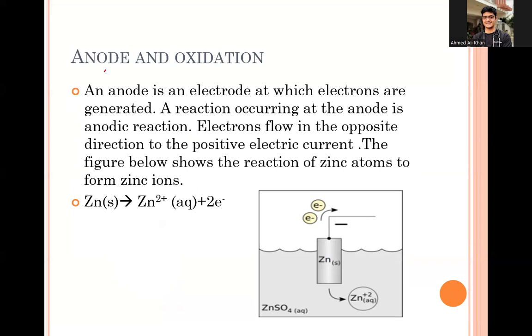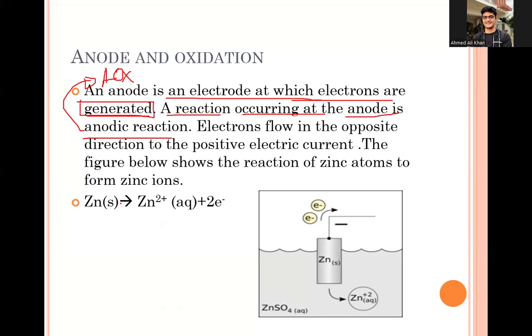So anode, remember anox. Sorry, anode is the positively charged terminal of the electrochemical cell. And what's happening is that at the anode, the negatively charged ions are losing electrons, right? So anode is the electrode at which the electrons are generated. Okay, a reaction occurring at the anode is an anodic reaction, and it's obviously oxidizing. So why does it say that a reaction occurring at the anode is an anodic reaction, and an anode is an electrode at which the electrons are generated?